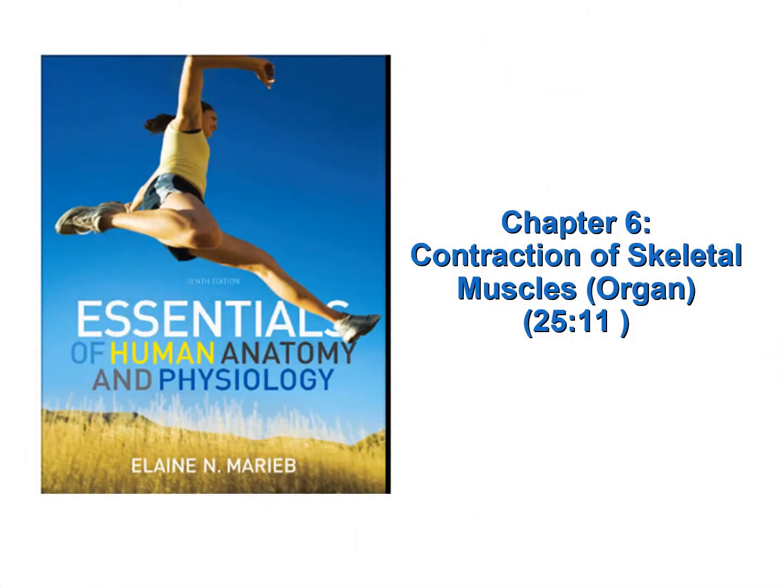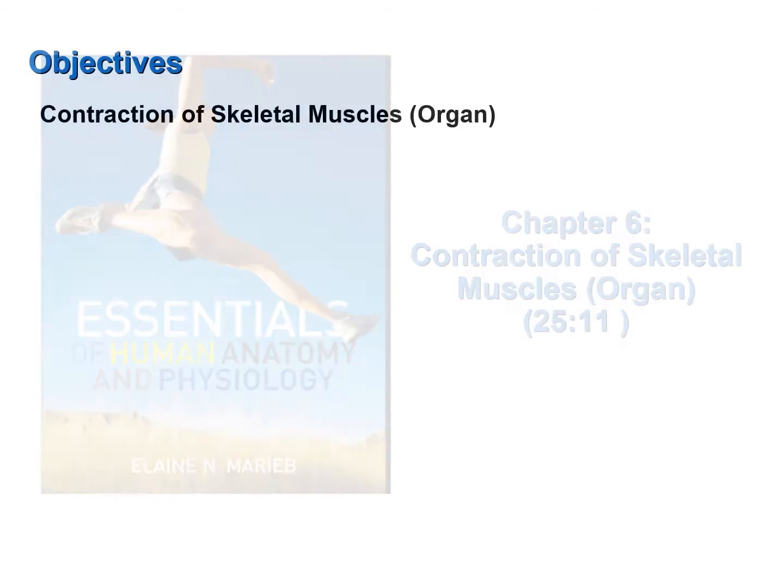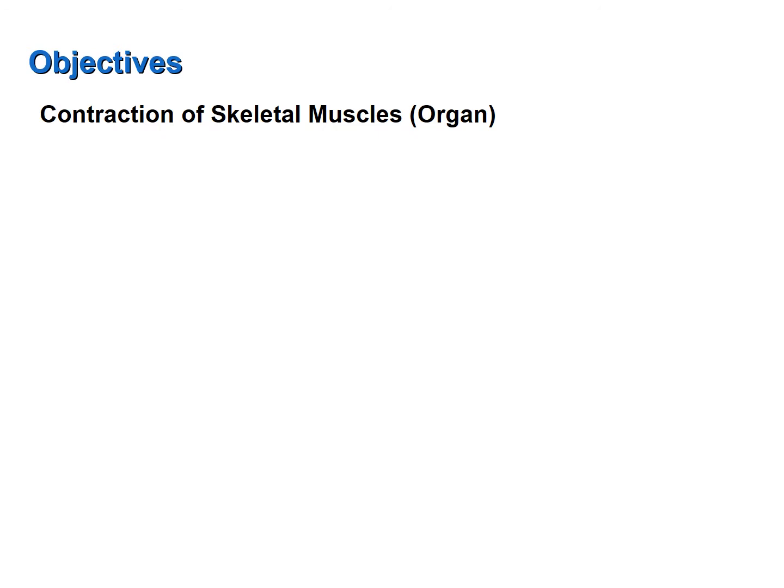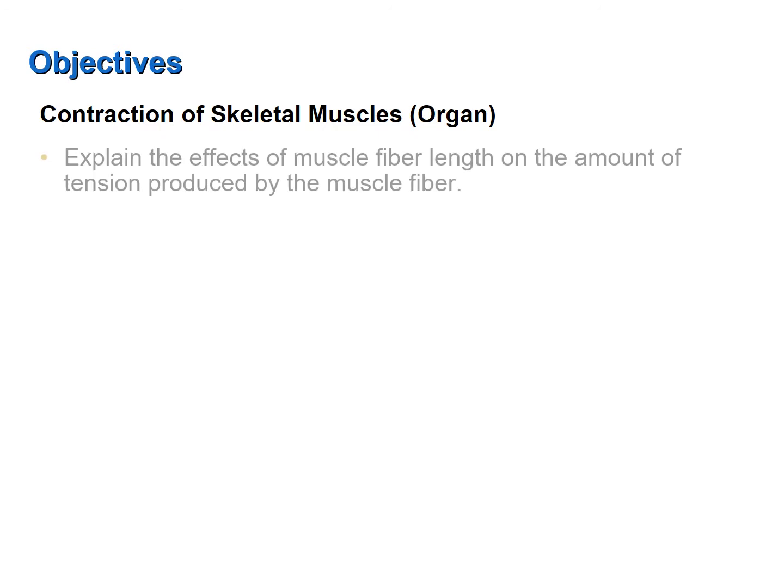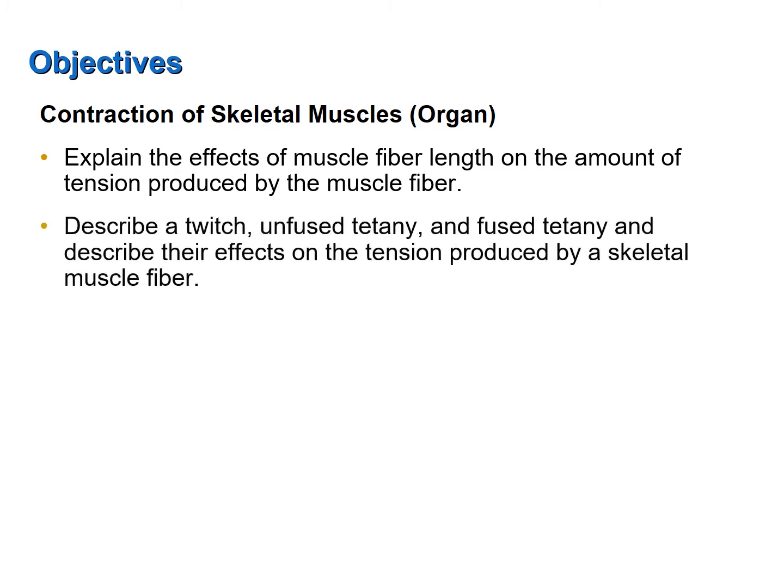Contraction of skeletal muscles is the topic of the screencast, which may be found in Chapter 6 of your textbook. This screencast was designed to help you achieve the following objectives: explain the effects of muscle fiber length on the amount of tension produced by the muscle fiber, describe a twitch, unfused tetany, and fused tetany, and describe their effects on the tension produced by a skeletal muscle fiber.